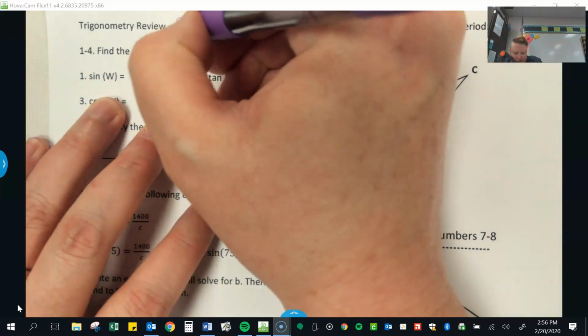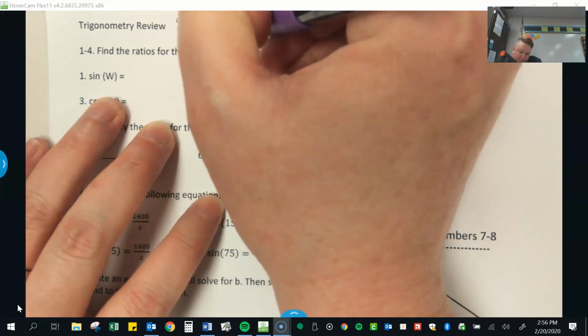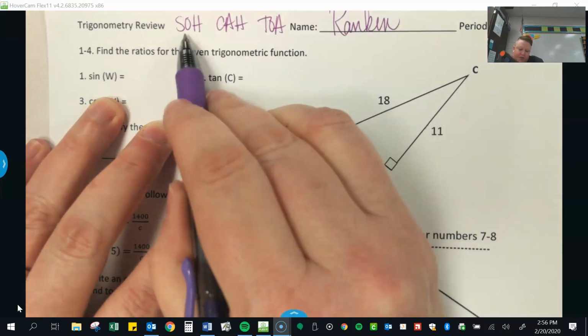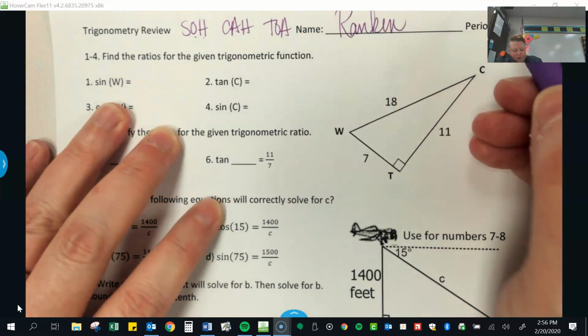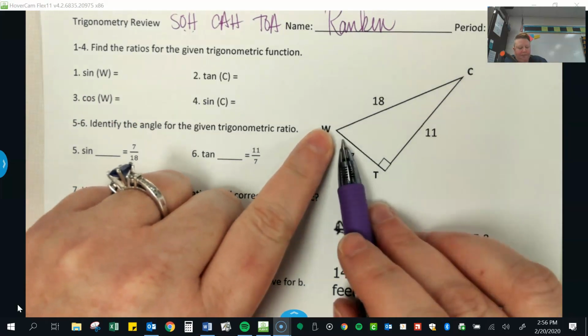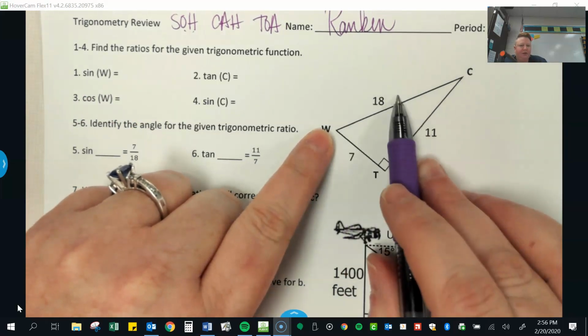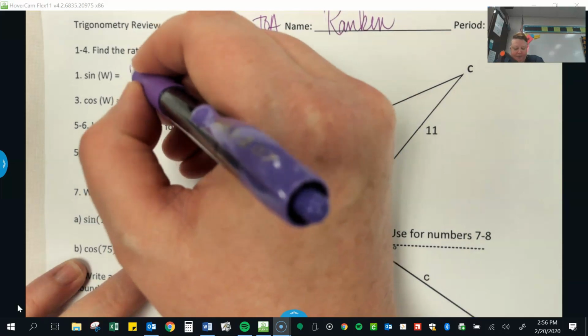I know that the sine is the opposite over the hypotenuse. So if I'm at W, this 11 is opposite. The hypotenuse is 18.